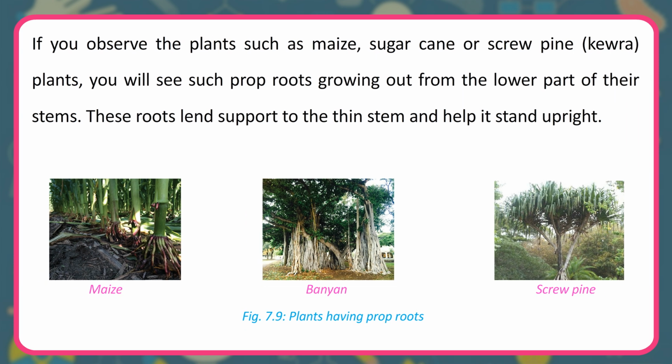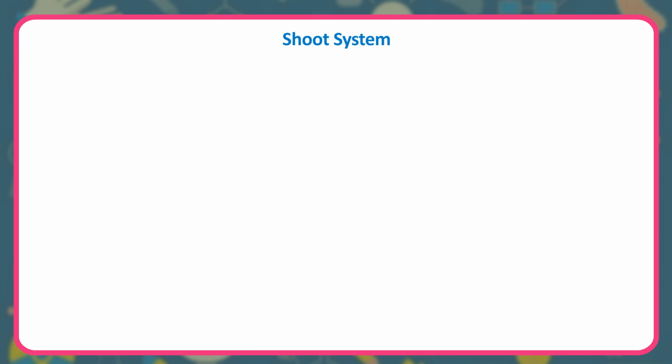They support the tree just as pillars support a building. If you observe plants such as maize, sugarcane or screw pine, you will see such prop roots growing out from the lower part of their stems. These roots lend support to the thin stem and help it stand upright. Maize, banyan, screw pine.